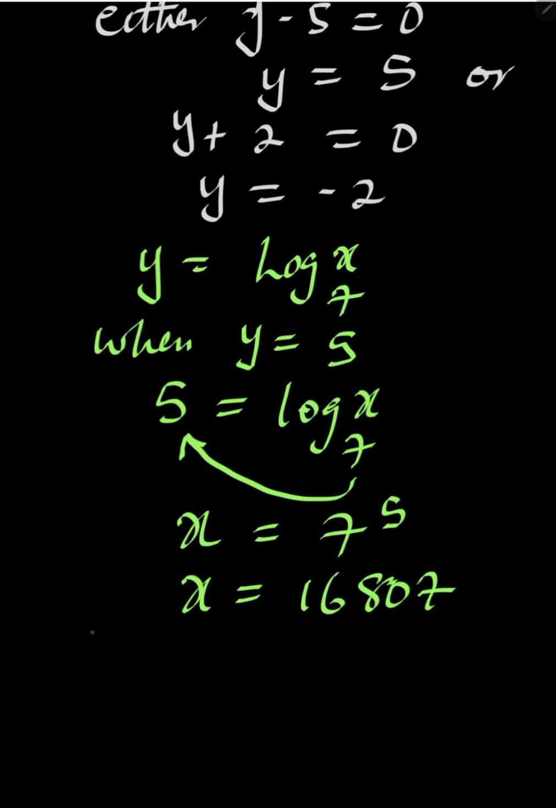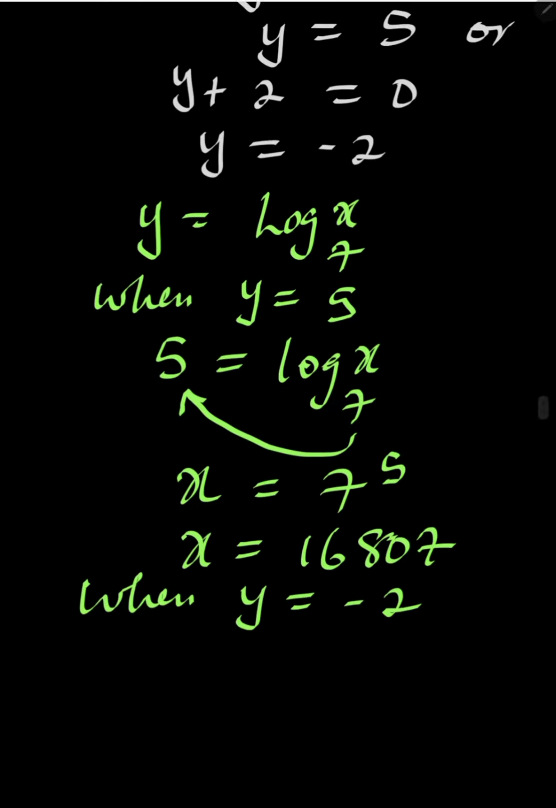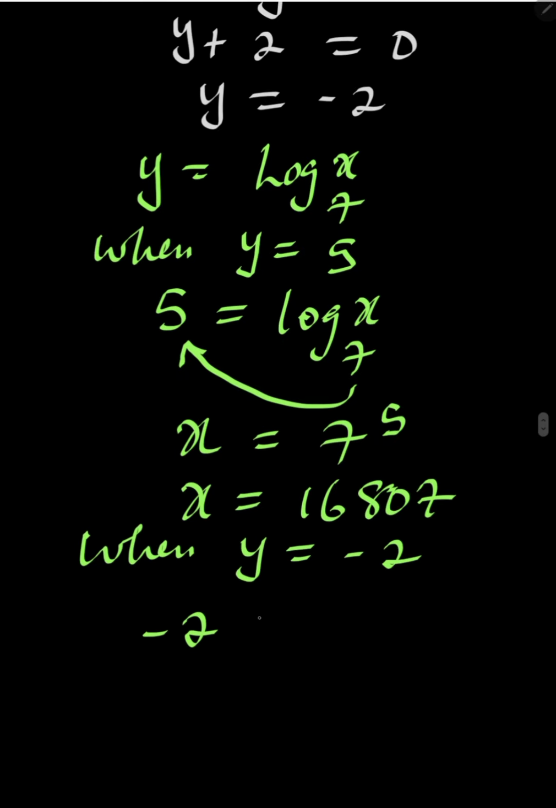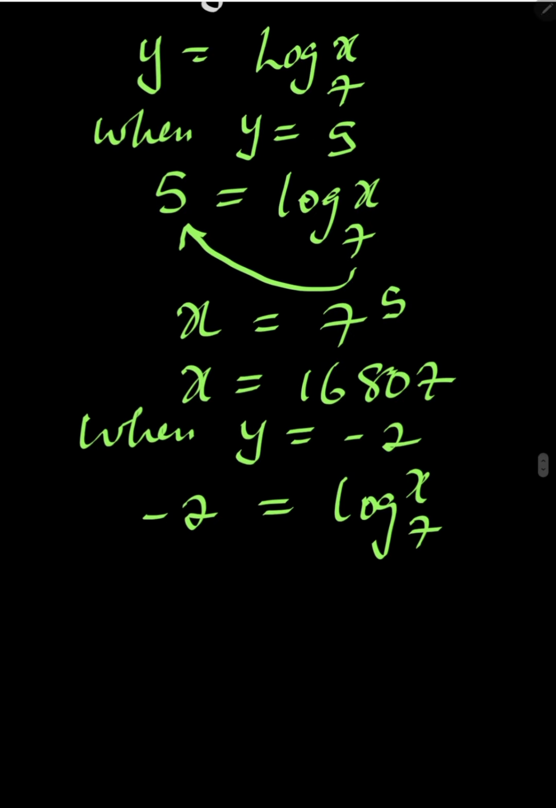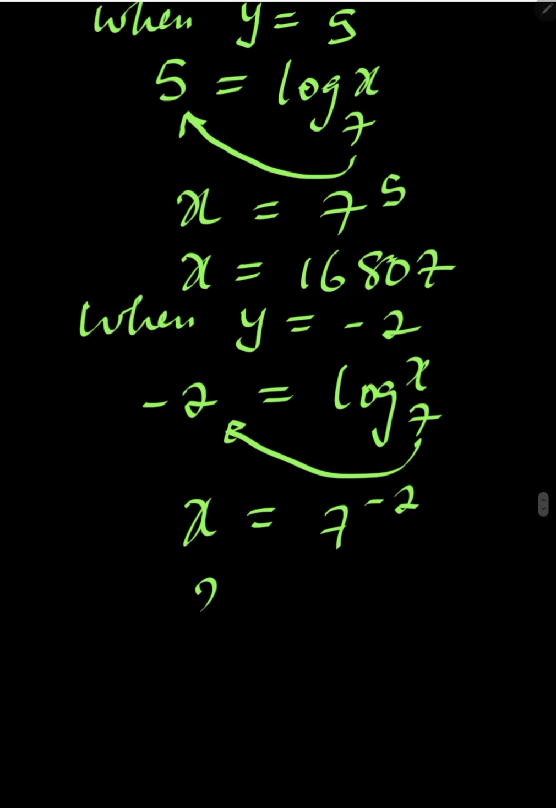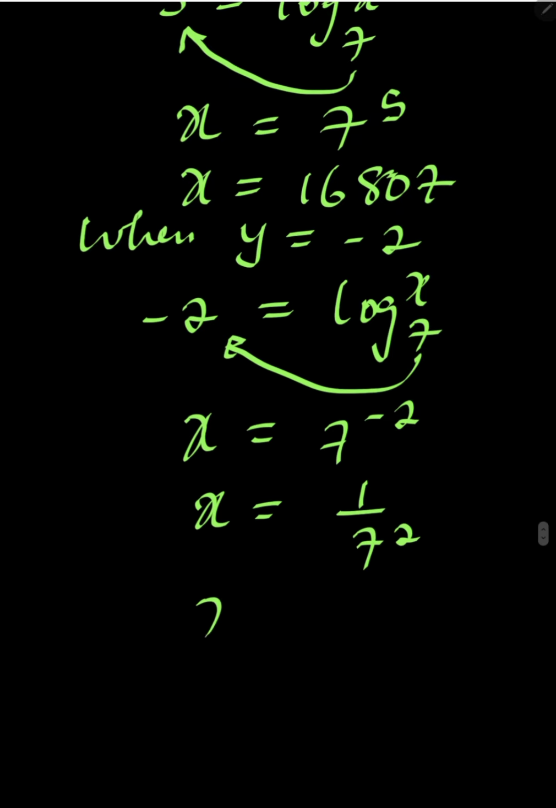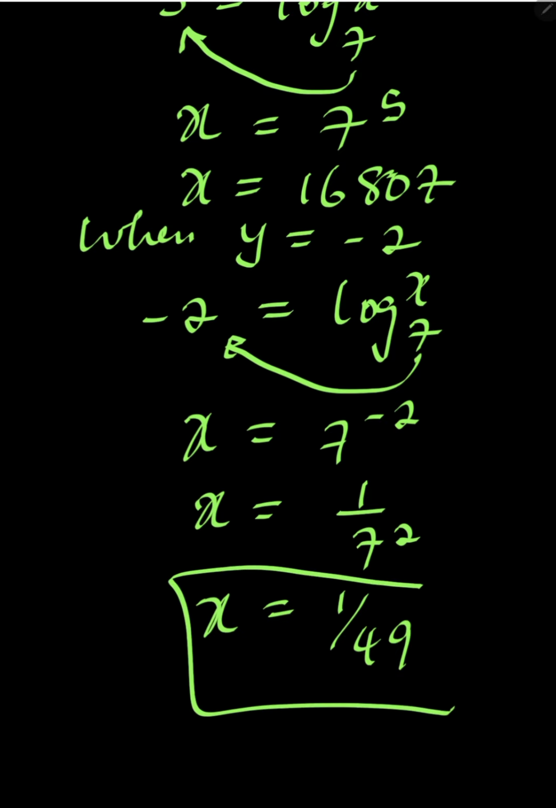Of course, when you do that, you shall be getting that x is equal to 16,807. Also, when y is equal to negative 2, we shall have that negative 2 is equal to logarithm of x to base 7. So 7 to the power of negative 2 is equal to x. So x will now be 1 over 7 squared, and 1 over 7 squared is equal to 1 over 49. So this can serve as another value for x.